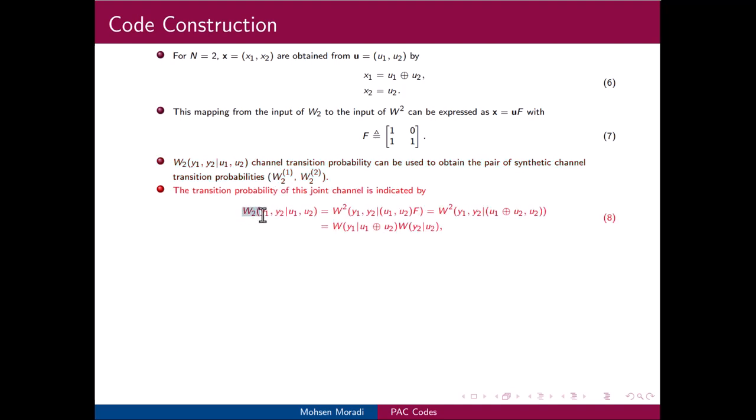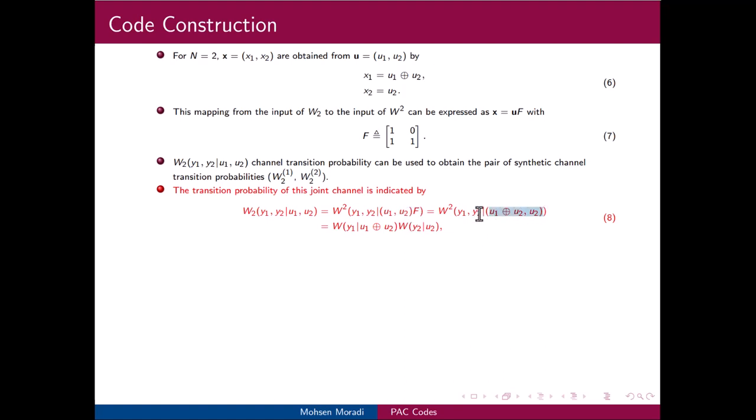This combined channel W2 is equivalent. We saw that this F is a one-to-one transform. If we have U1 and U2, we can obtain X1 and X2. And if we have X1 and X2, we can obtain U1 and U2. So it's a one-to-one transform. So this probability is equal to the probability of Y1, Y2 given X1, X2, which is U1, U2 times F. So if we multiply it, we obtain this one.